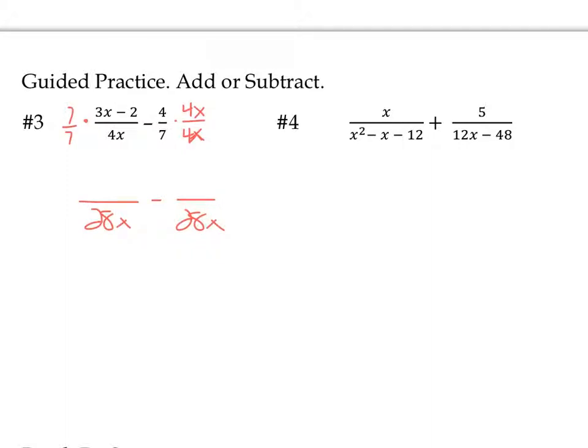So I can see my denominators are going to be the same, right? 7 here times 4x gives me 28x. 7 times 4x gives me 28x. Now I have to multiply the numerators. We're multiplying this whole numerator by 7.